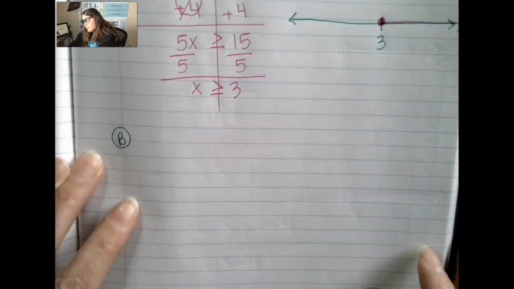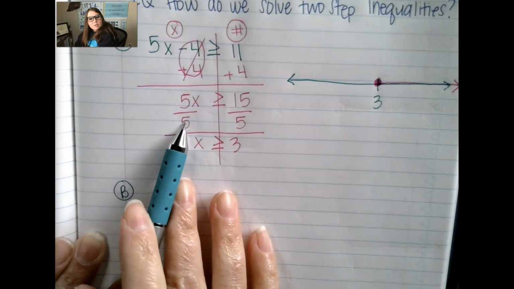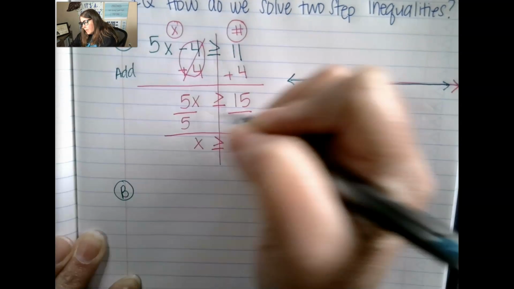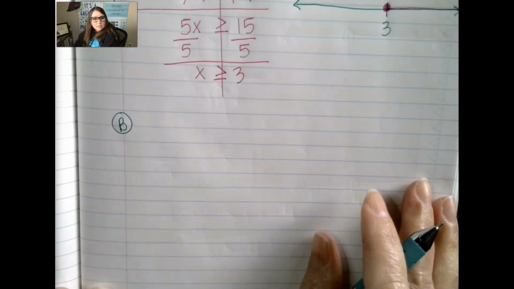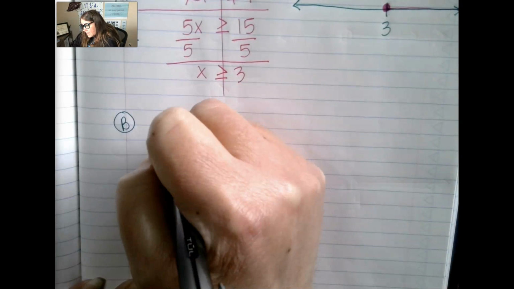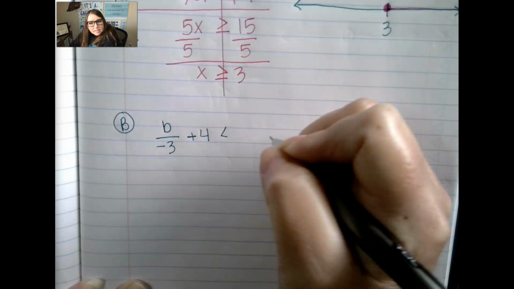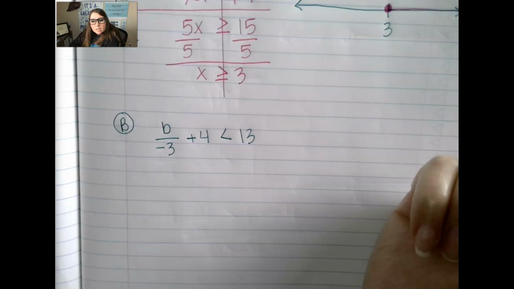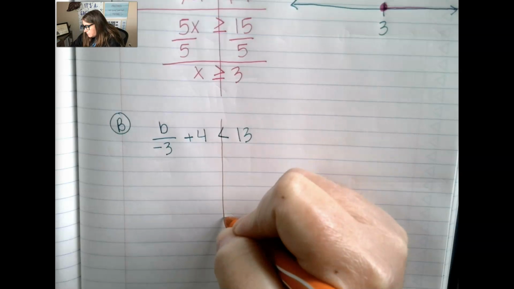B. On this problem, remember, it was two steps. We had to add and then divide. So we had addition as step 1, and division as step 2. Now let's see what this problem says. We have b divided by -3 plus 4 is less than 13.